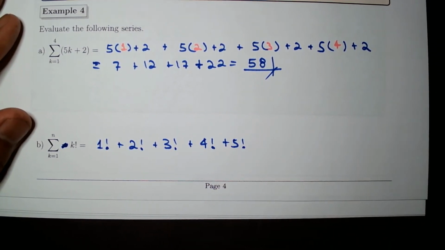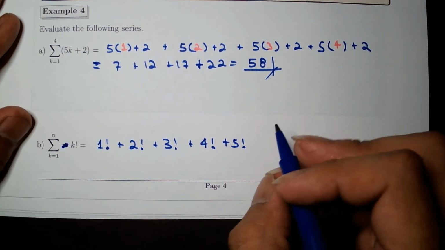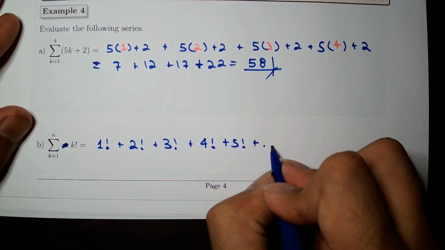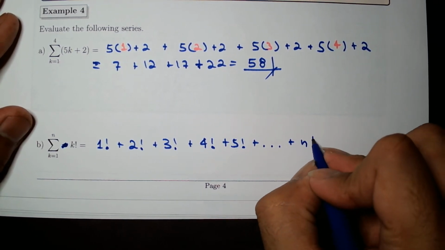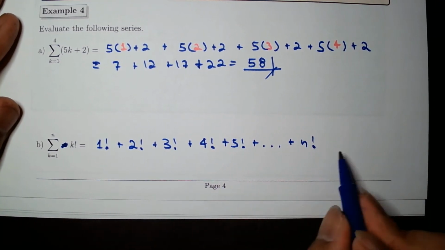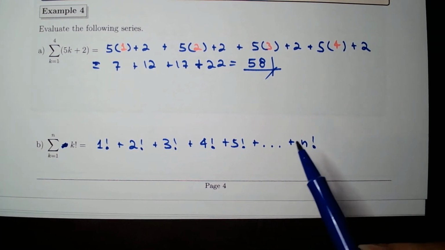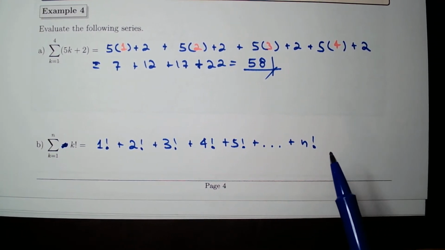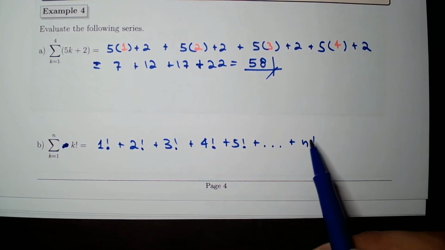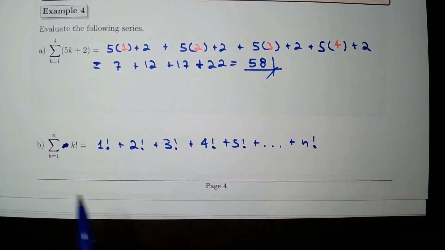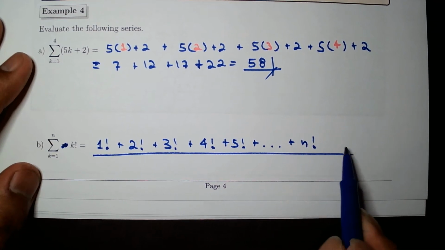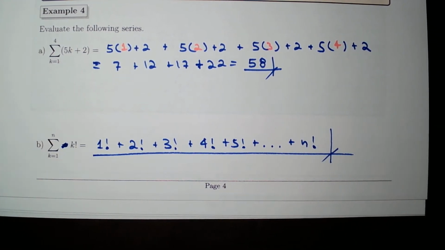Well, we don't have time to list them all, so what we do in this case is plus dot dot dot plus n factorial. It's not an infinite sum, it's a finite sum, but stopping at n, and we don't know what n is. So in this case, we don't have to bother adding all these numbers.